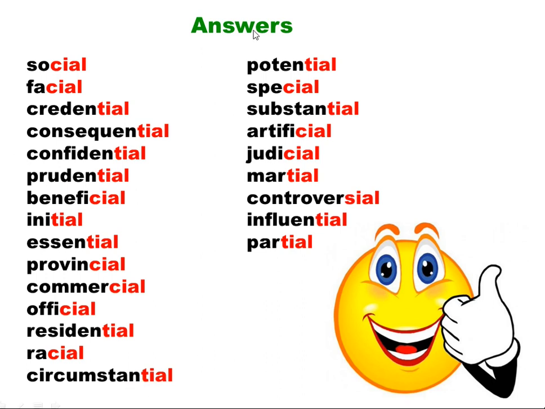Here they are okay. Potential, special, substantial, artificial, judicial. They follow the pattern, no? Martial, controversial. So it contradicts. I mentioned that. No, here it is S. Influential, partial. Okay. These are the answers for that activity.